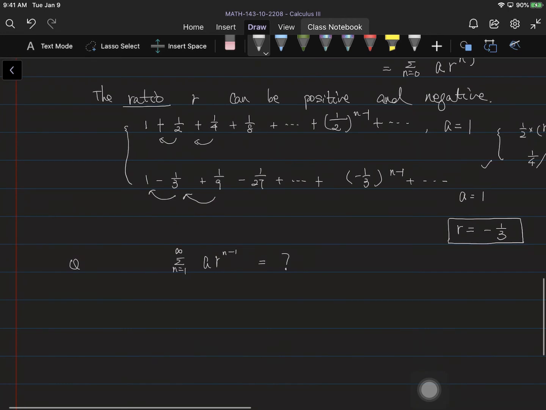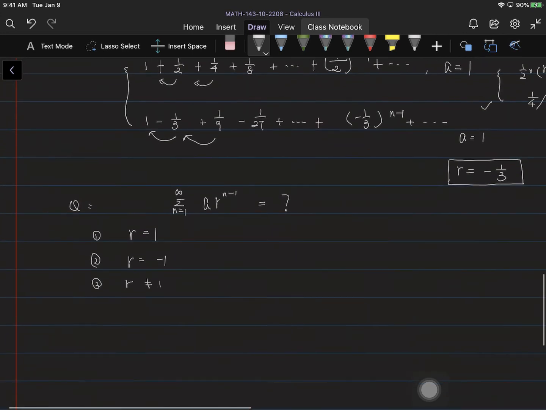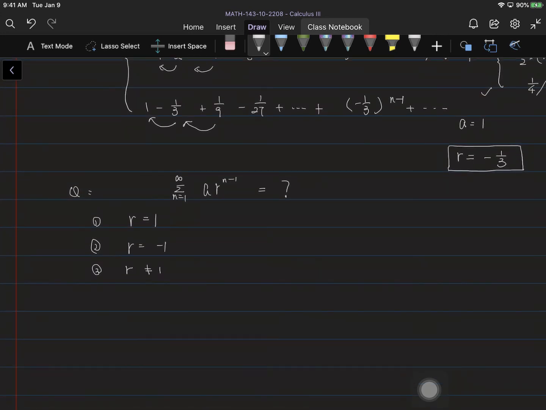Okay, question. What is the sum? Here we are going to separate this into three cases. When r equals 1, and then r equals -1, and then r does not equal 1. So the first case, r equals 1.